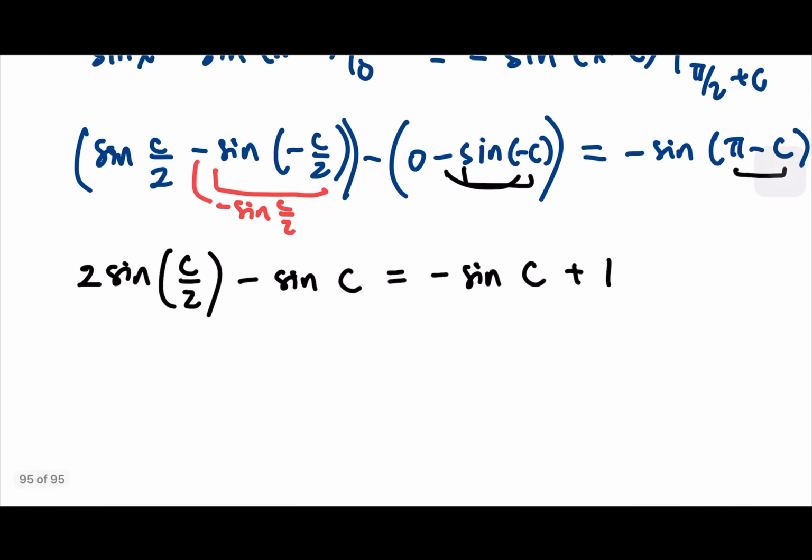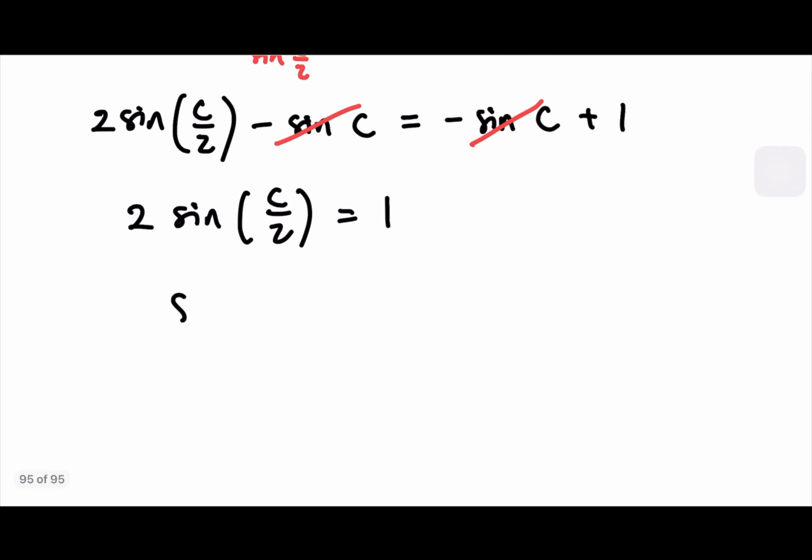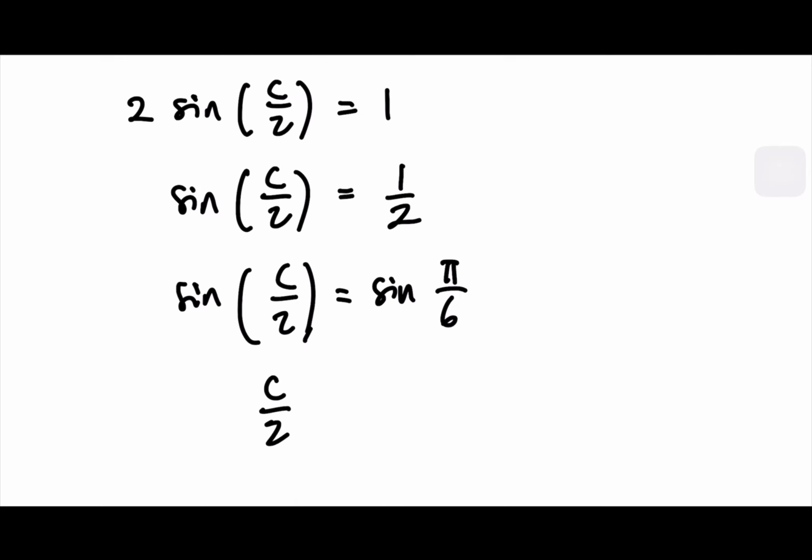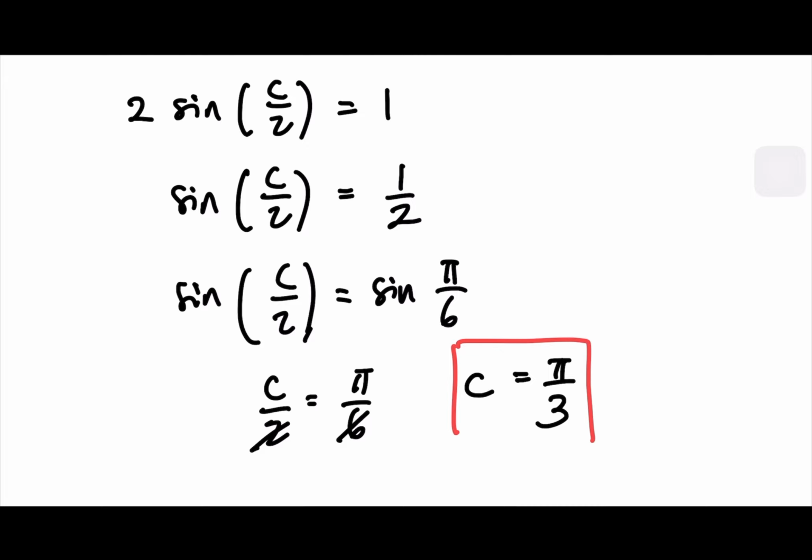So that is, and we can cancel this, so we have 2 sine c over 2 is equal to 1. So sine c over 2 is half, and we know that this is precisely, in the first quadrant, pi over 6, okay? So c over 2 is pi over 6, which means c is pi over 3, and this is our result.